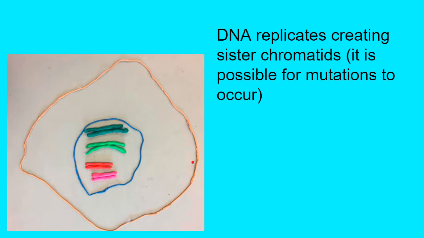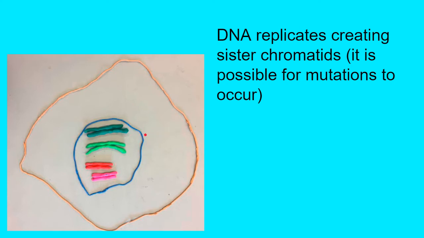Again, in interphase, we have DNA replication. We are going to create sister chromatids. So again, we have one from mom, one from dad, but then we need to make copies of all of the DNA, because when we end up with two cells, they still need all of the DNA.